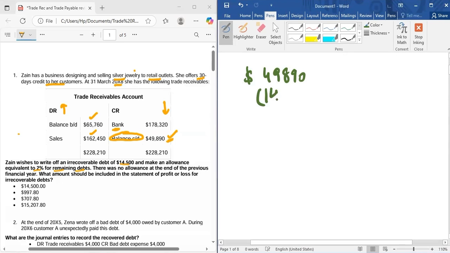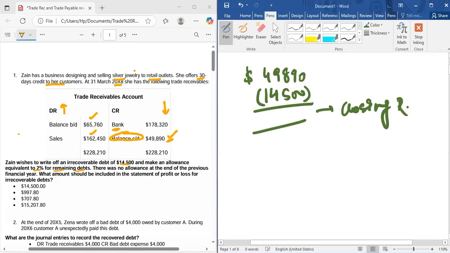Okay, these are my bad debts, so I have to reduce my trade receivables now. Now the remaining amount would be my closing receivables, the receivables which I will actually show. But I have to make an allowance too.